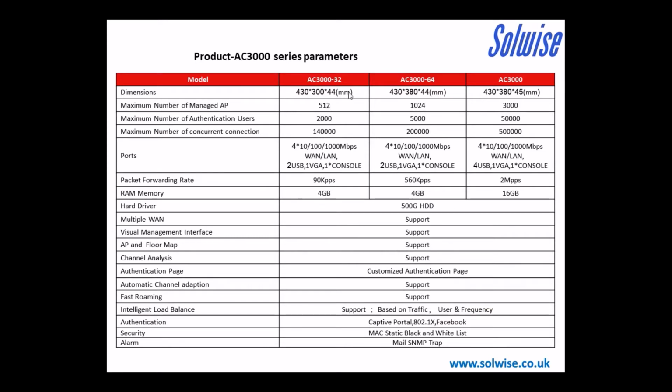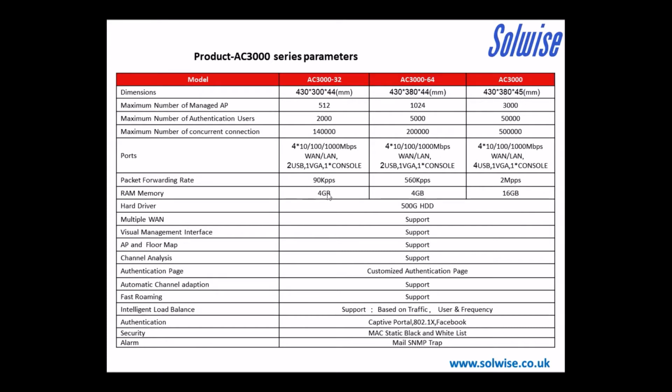And as you can see here, if we go right up to the top of the range, we can cope with up to 3,000 access points. And interestingly, the 3,000 access points can actually be spread across different sites. So yet again, that's another function that the 3000 can do that the other products can't do. Maximum number of authenticated users, we can go up to some stupendous number here like 50,000. The maximum of concurrent connections, yet again we can go up to some stupid figure here like 500,000.